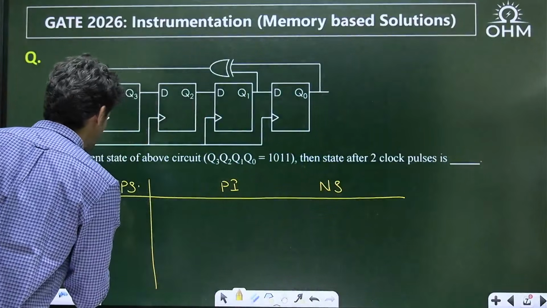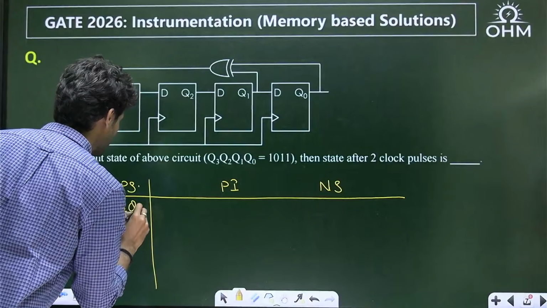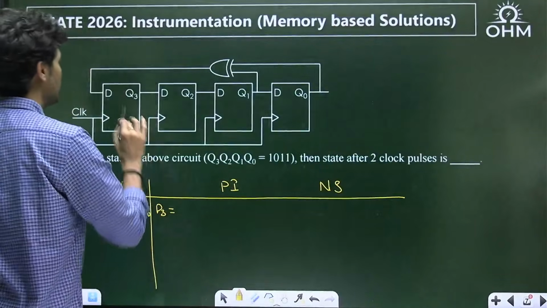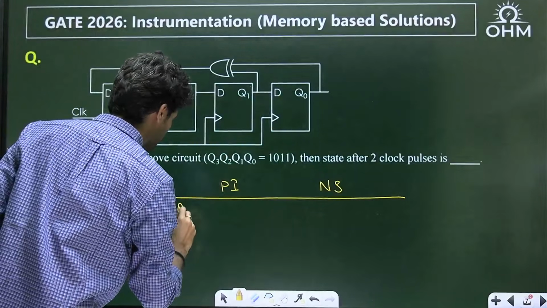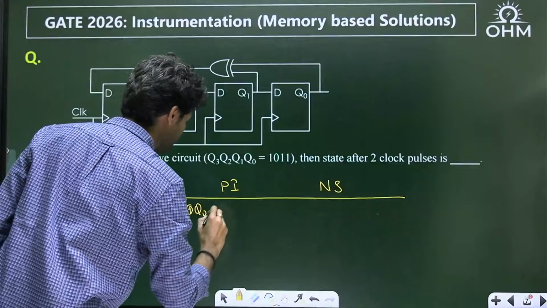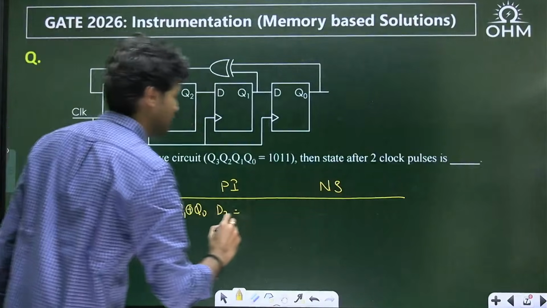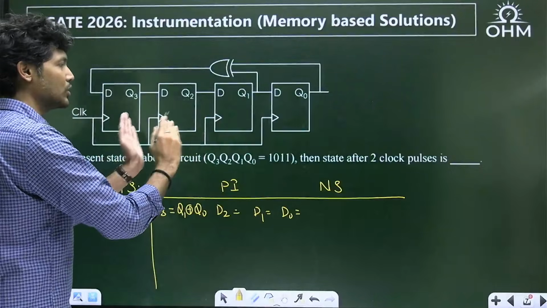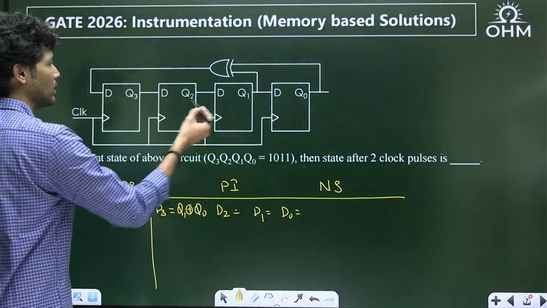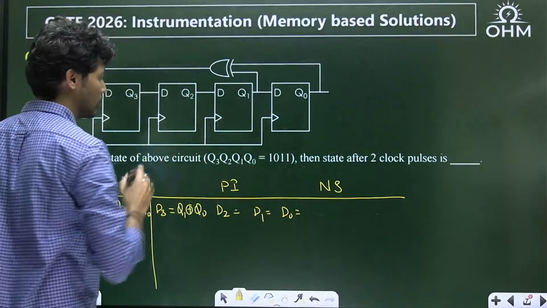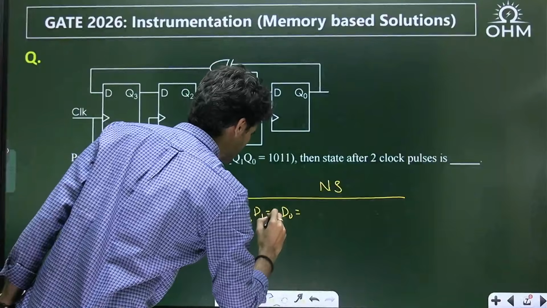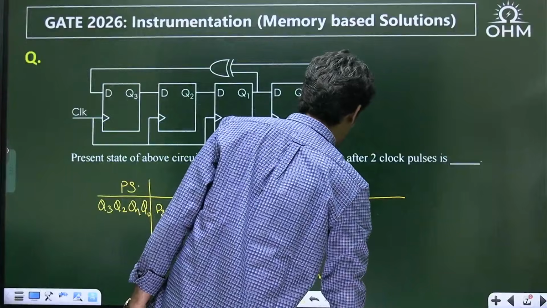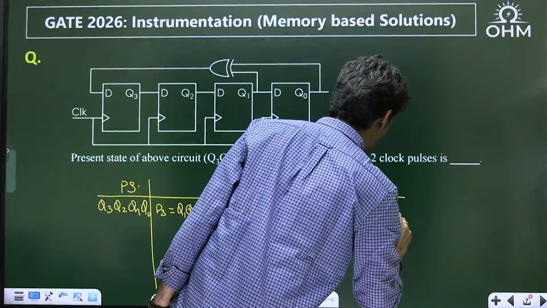What is the present state? Q3, Q2, Q1, Q0. And what is the present input? D3 is equal to XOR of Q1, Q0. So Q1 XOR Q0. D2, D1, D0 are basically shifted versions of the previous state, which is D2 is equal to Q3, D1 is equal to Q2, D0 is equal to Q1. So this is Q3, Q2, Q1. Given this, you are supposed to find out the next state, Q3, Q2, Q1, Q0.